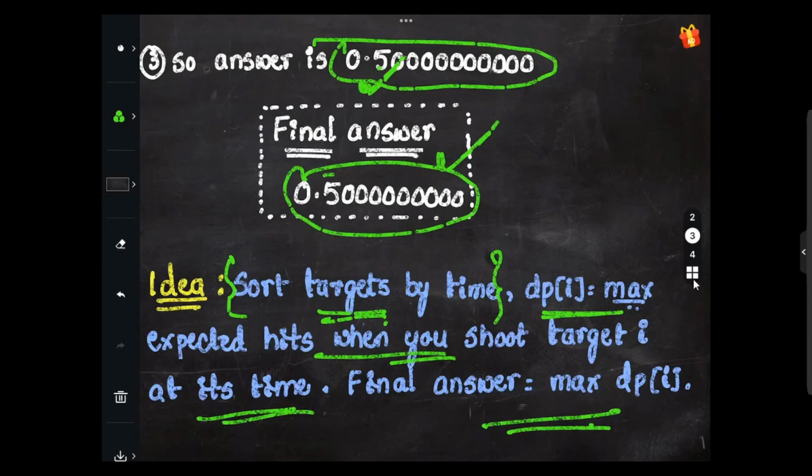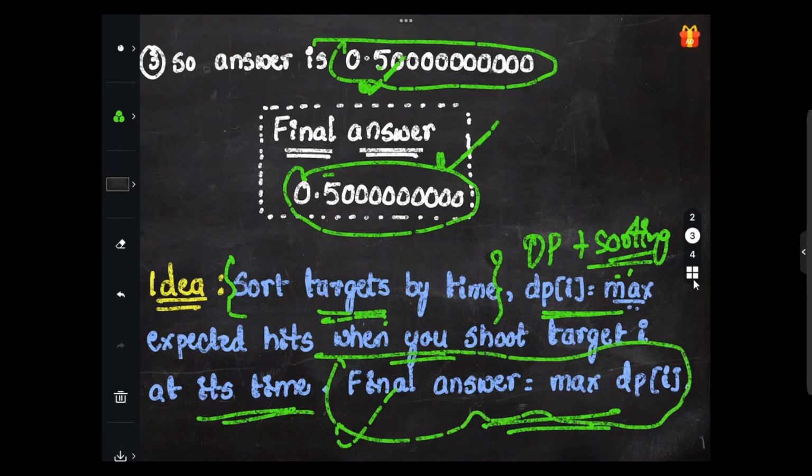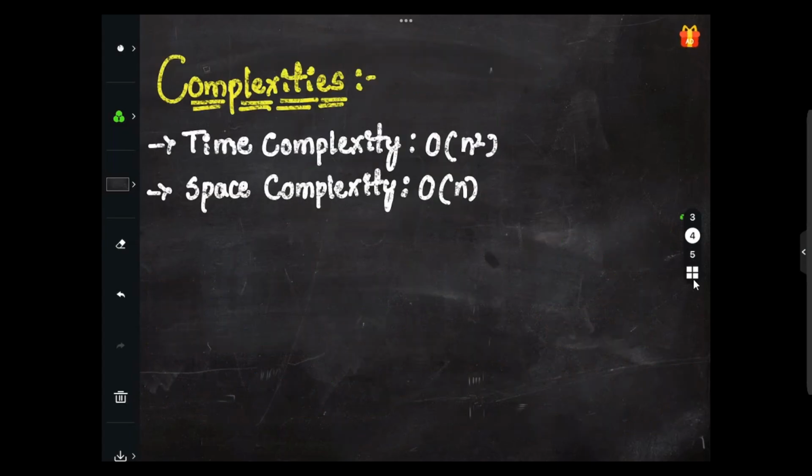So this is how we'll be making use of the dp and the sorting. We'll be going with a dp along with the sorting here. This is the main idea, and you'll get this when we write the code. We don't have to worry, just remember this. We'll be sorting the targets by time basically. This is one important thing to remember. Also dp of i is equivalent to the maximum expected hits when we shoot target i at its time. So the final answer will quite obviously be the max of dp of i, this is fine I believe.